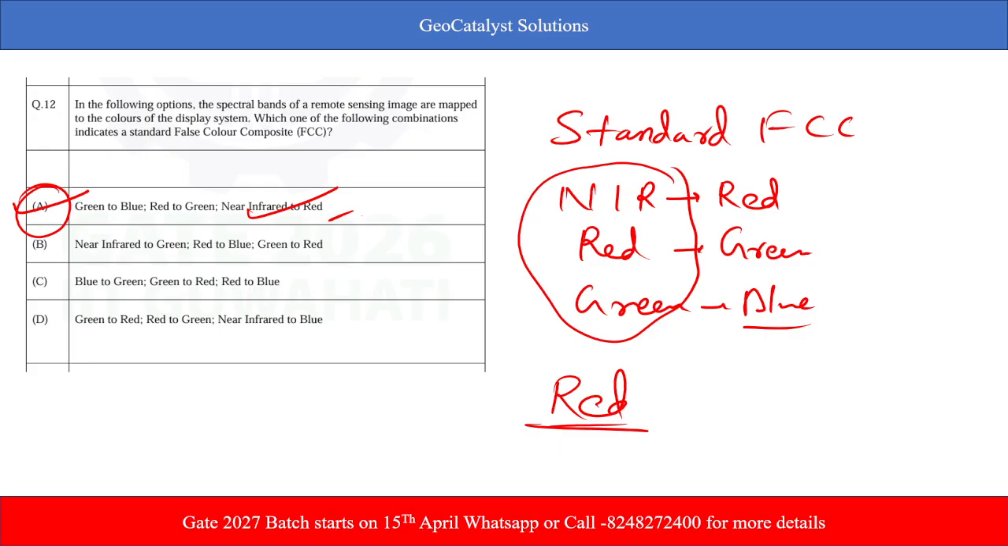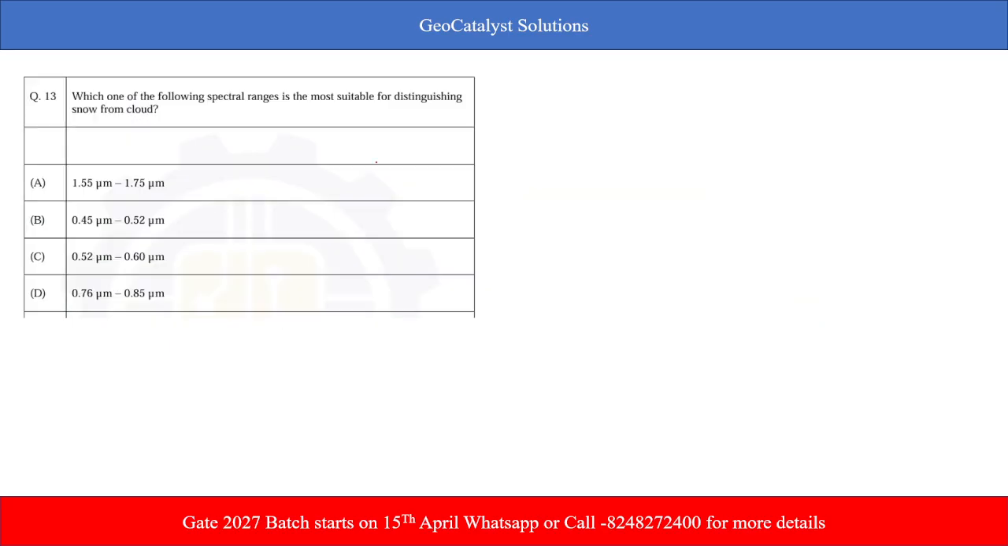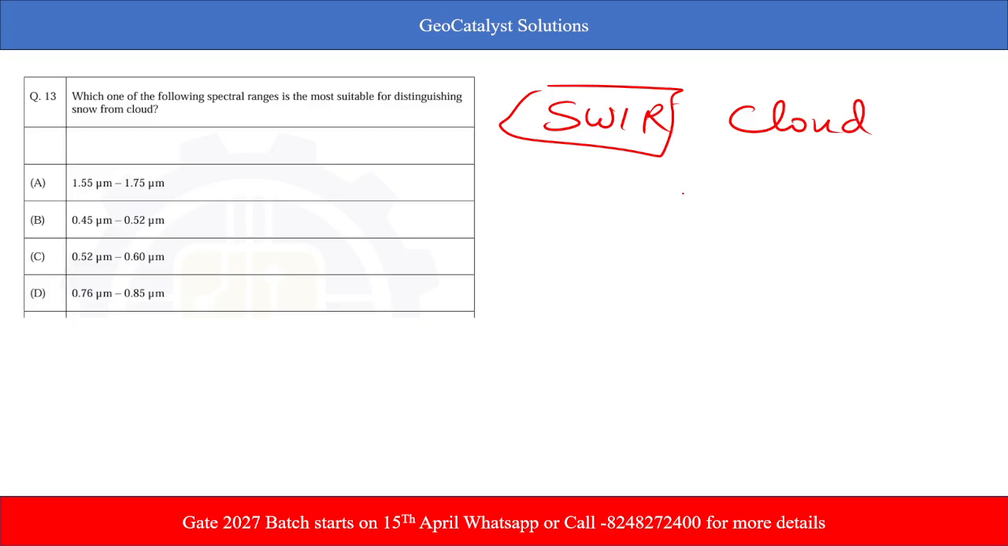Now moving to question 13. SWIR and cloud. Cloud and snow, both are white. Almost everything is reflected in the visible region. What is our visible region? 0.4 to 0.7 micrometre. Both have the same property there. So this and this, anyway, will not be the answer.